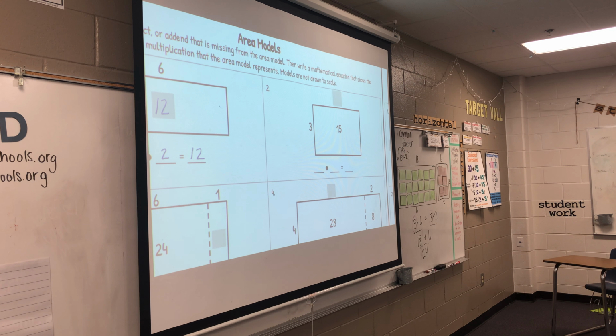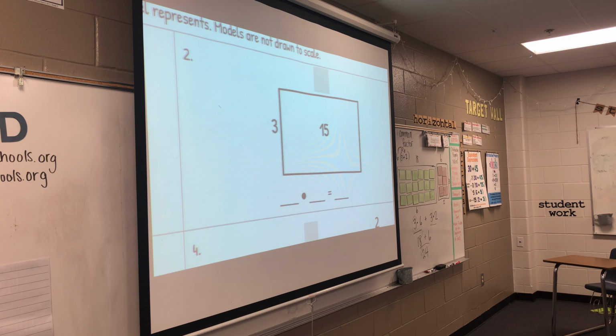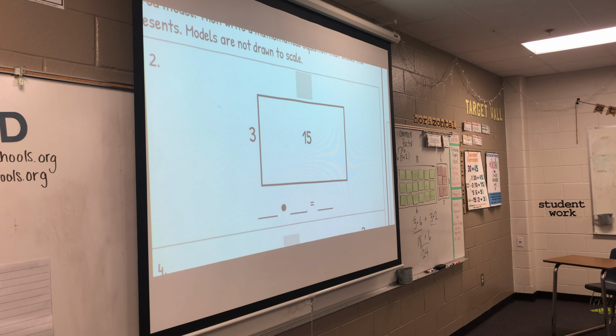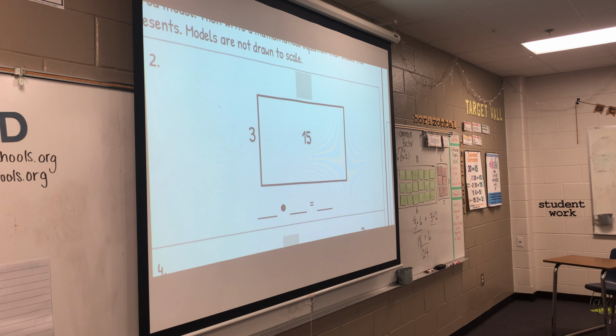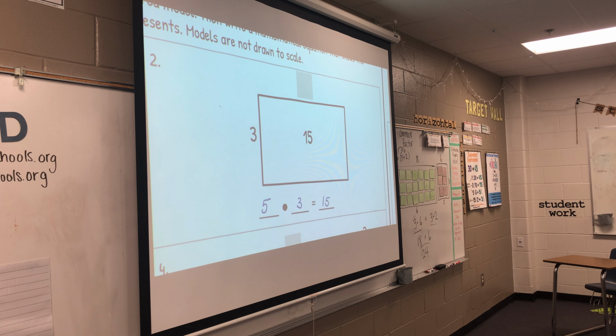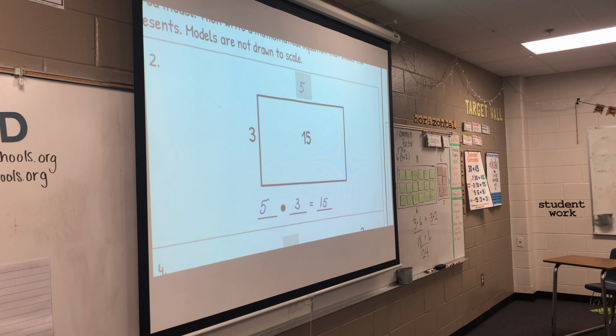Uh-oh. We're missing a spot. What do we do? Aisha! Yes, girl. I saw you raising your hand. Hang on 1 second. Are you ready? Okay. Since 5 times 3 equals 15, that means I would put 5 times 3 there. Okay. So what goes into the gray square? Good. Cool.